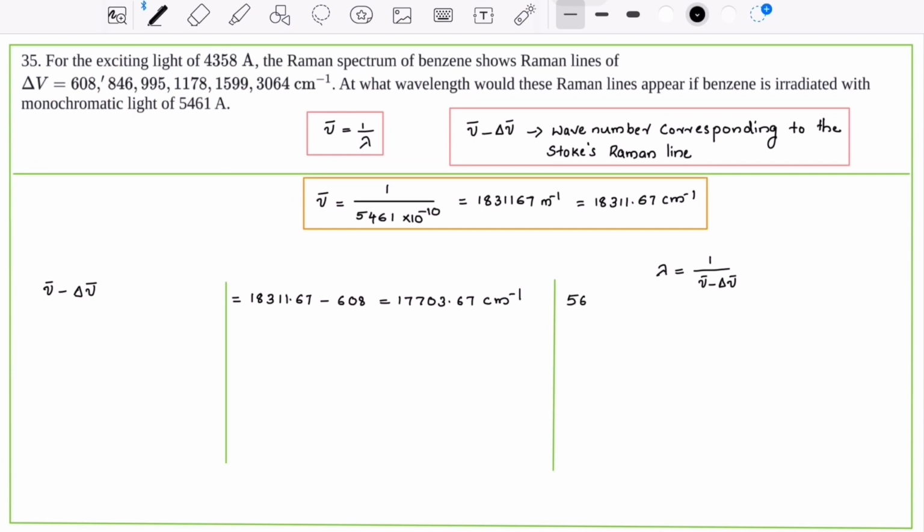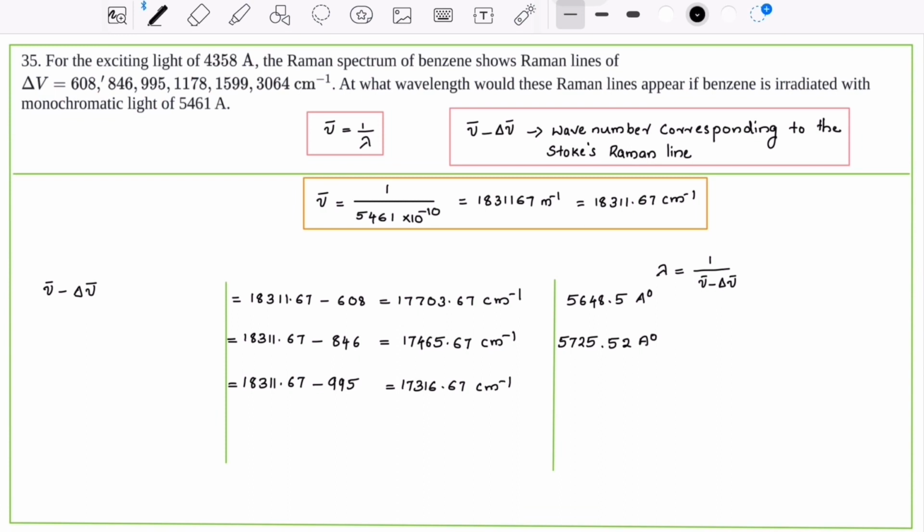In this problem, we need to find out the position of the Raman line corresponding to the wavelength. Now what is lambda? Lambda is 1 by nu dash minus delta nu bar, that is 5648.5 angstrom. Now corresponding to the shift 846 centimeter inverse, the position of the Stokes line is 17465.67 centimeter inverse, and the corresponding wavelength is 5725.552 angstrom. Now corresponding to the shift 995 centimeter inverse, the position of the Stokes line is at 17316.67 centimeter inverse, and the corresponding wavelength is 5774.78 angstrom.